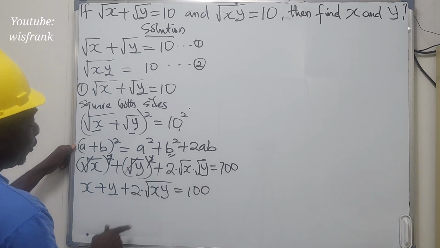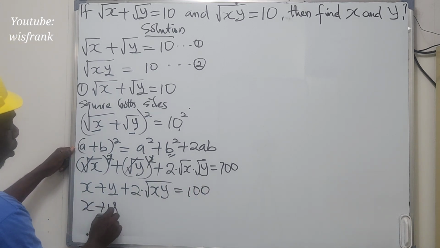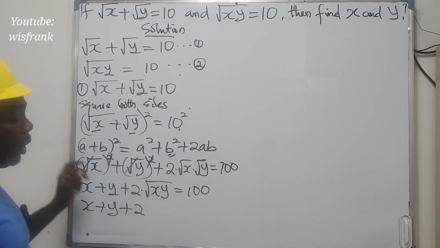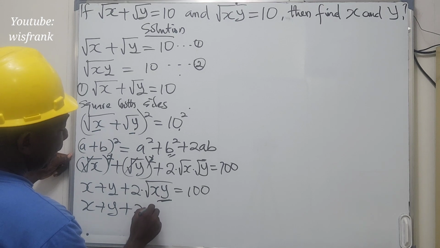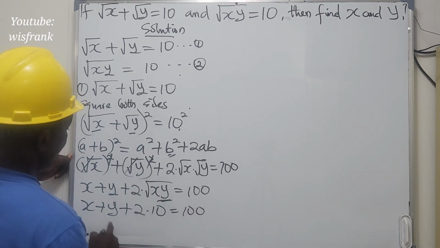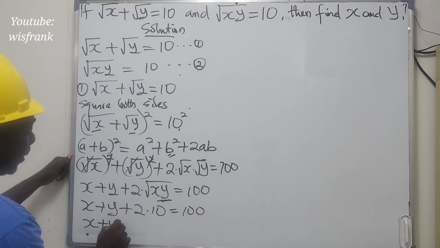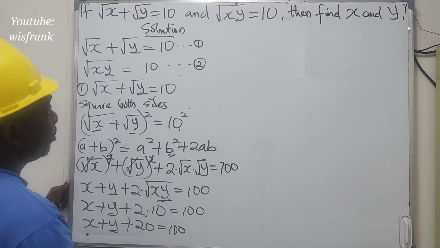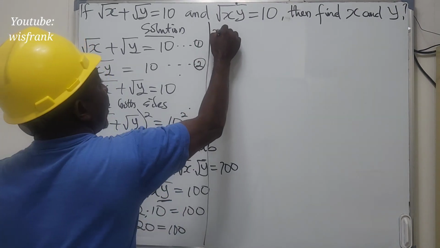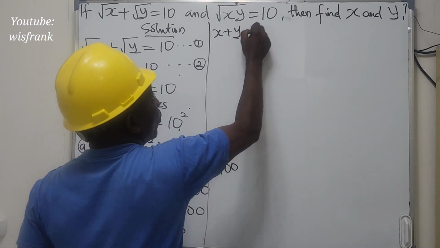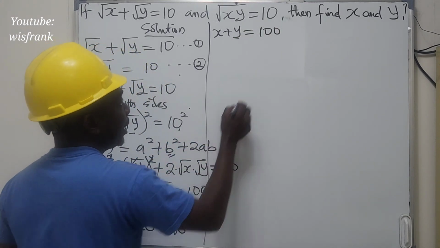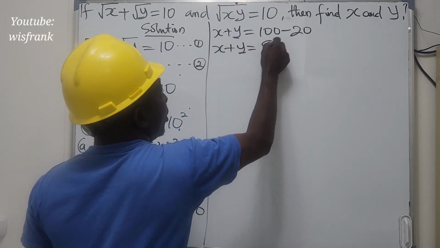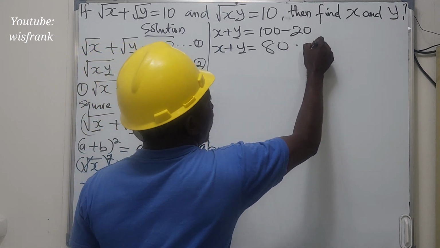So here we can see x plus y plus 2, then from equation 2, root xy equals 10. So we are going to put this as times 10 equals 100. So this will become x plus y plus 2 times 10, which is 20, equals 100. So from here, we have x plus y equals 100. We transpose 20 to the other side, it becomes minus 20. So this will become x plus y equals 80. Let's call this equation 3.